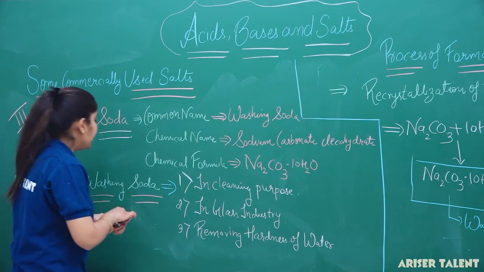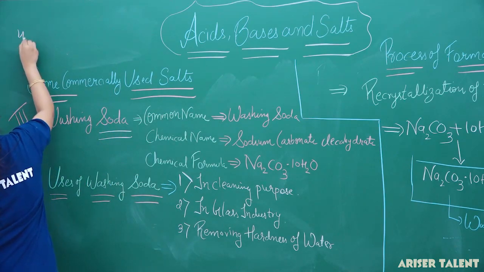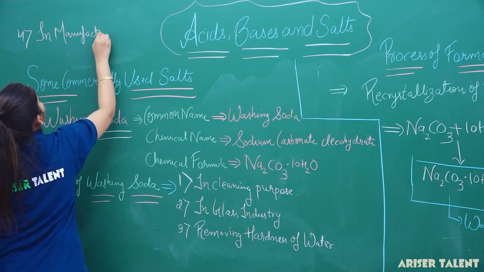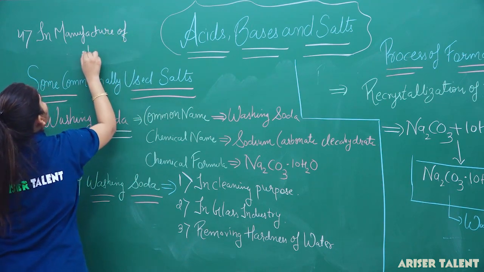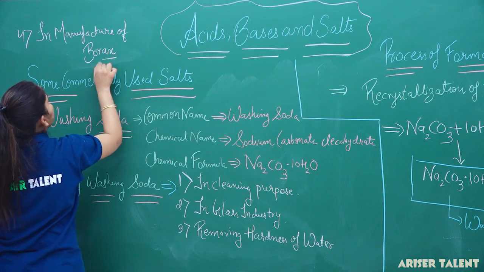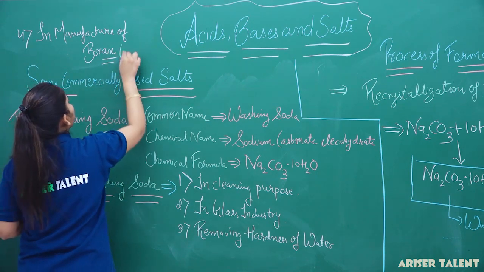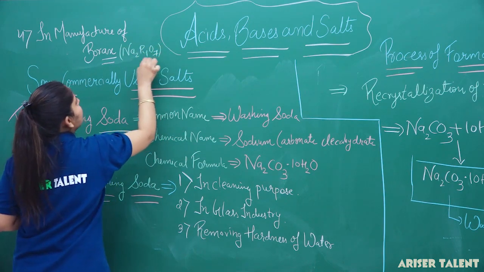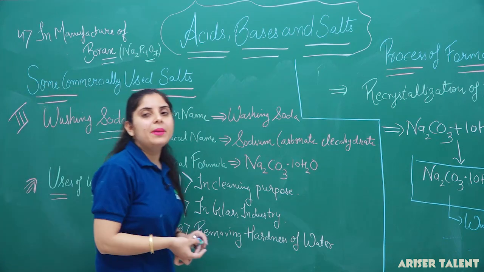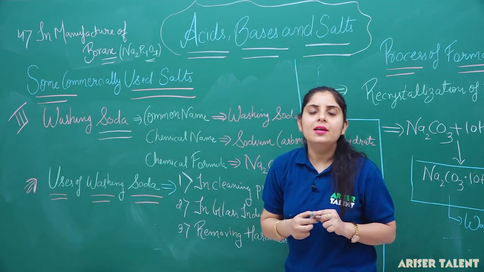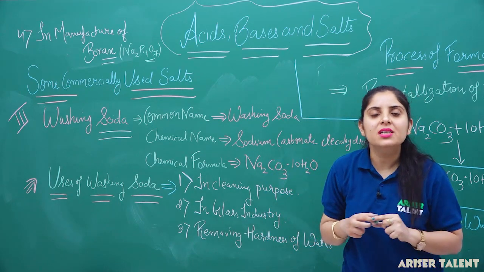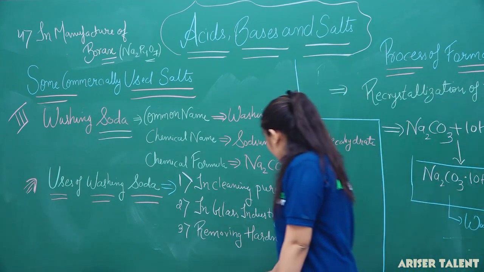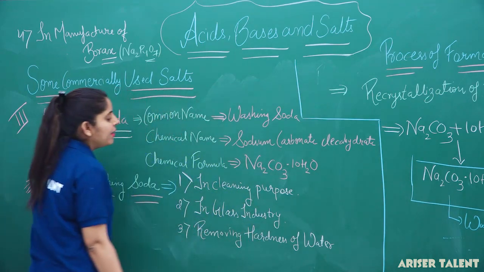Borax is actually a type of glass. So the fourth use I am writing here, in manufacturing of borax. So borax is having a general formula Na2B4O7. This is actually a type of the glass. So its general application will be basically in the industry. Second, in the household purpose for cleaning certain objects, that we have already heard about the term washing soda. So these are the general applications of the washing soda that we have discussed.